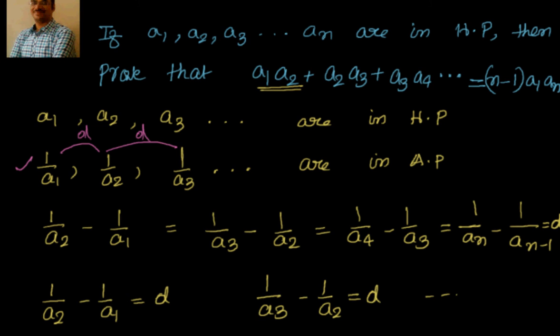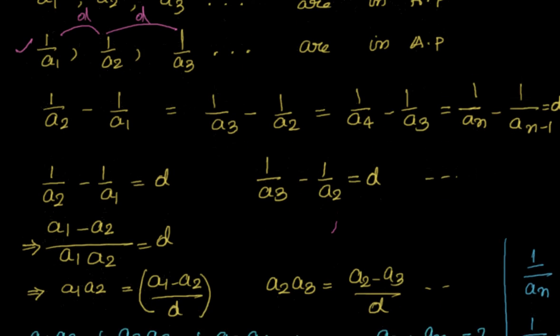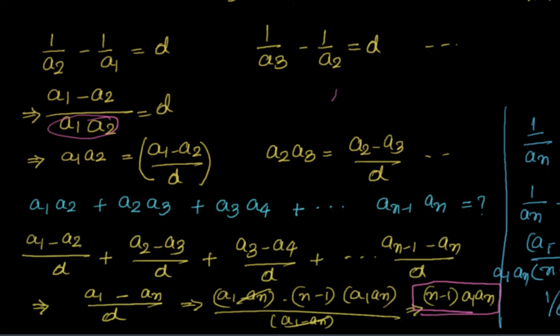Now we know 1 by a2 minus 1 by a1 equal to common difference, and what we need is a1 a2. What we have is a1 minus a2 by a1 a2 equal to d. So we just try to get what is this value in terms of a1, a2 and d, that is a1 a2 equal to a1 minus a2 by d. Now we observe that when we add all these terms, they all will cancel. This one will cancel, this one will cancel, this one will cancel. At the end we are left with a1 minus an divided by d. Now what the answer we want is n minus 1 into a1 an. That means I have to get a relation between a1 and an.